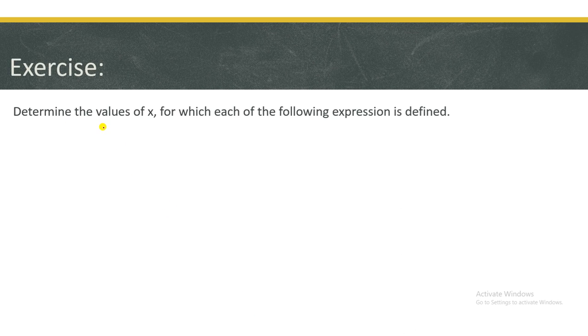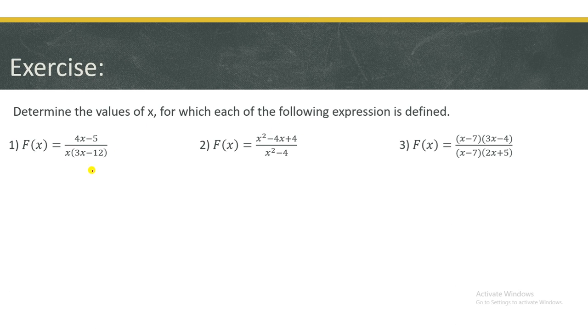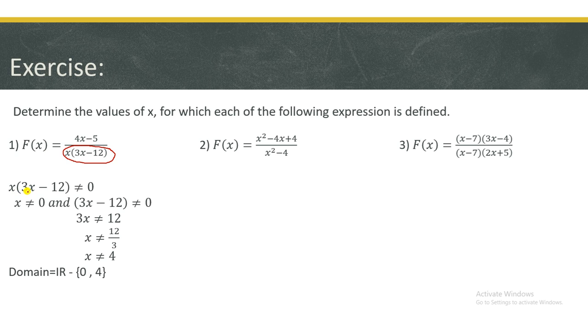Exercise: determine the values of x for which each of the following expressions is defined. We have 3 fractional expressions. The first one, look at the denominator. We have x times 3x minus 12. It does not equal 0 to become defined. This means x does not equal 0, and 3x minus 12 does not equal 0. Okay, then 3x does not equal 12. X does not equal 12 over 3. X does not equal 4. The domain of definition is all real numbers except 0 and 4.